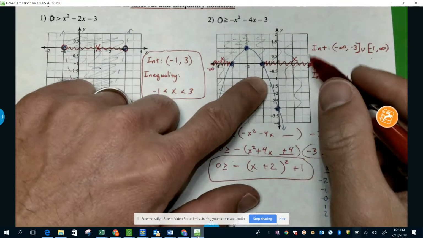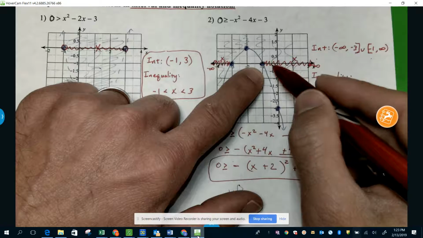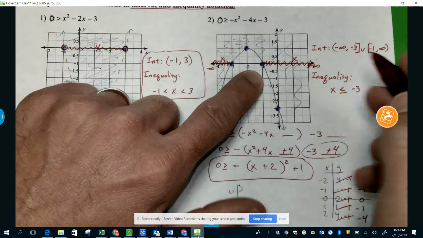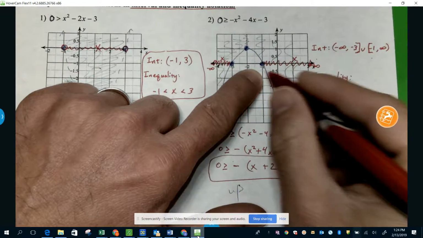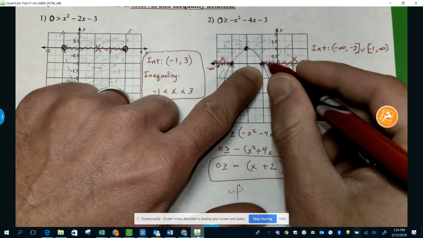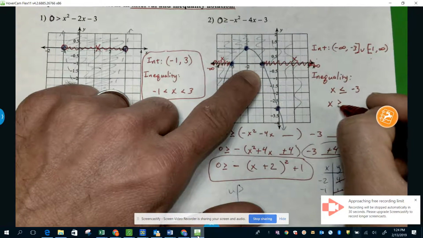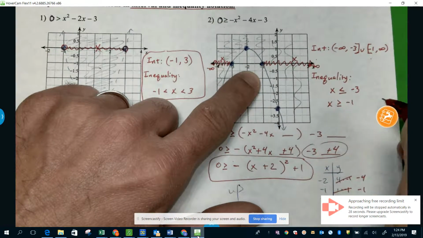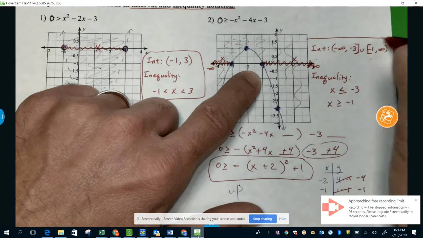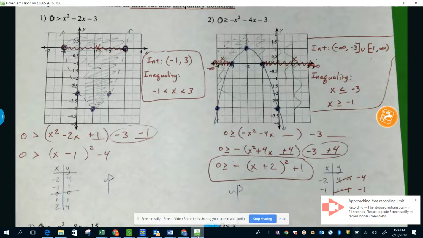All right, but we got another section over here. So I need another section of inequalities. These x values that are shaded are to the right of negative 1. So those x values are all greater than, they're all to the right of negative 1. They're bigger than negative 1. So those x values are greater than negative 1. And also, since it's filled in, it's equal to negative 1. Okay, so there's my inequality and interval notations there.